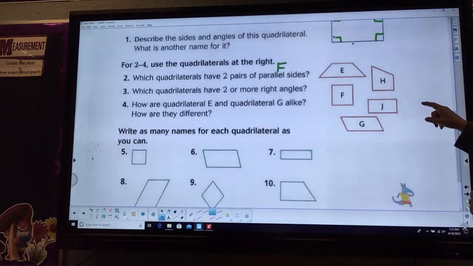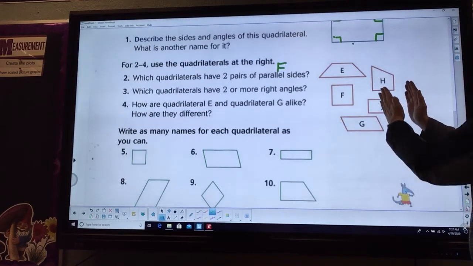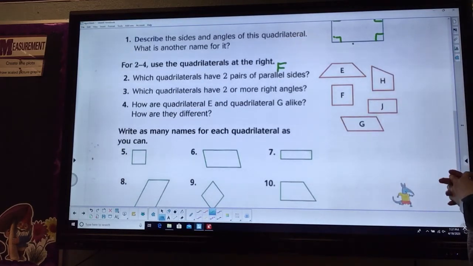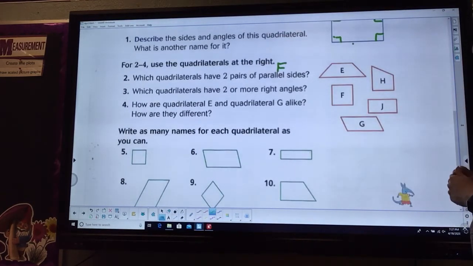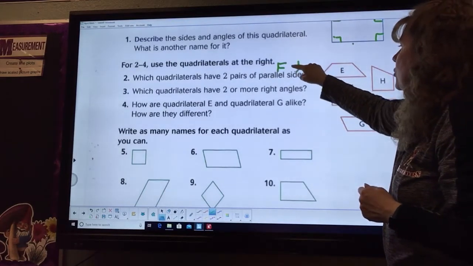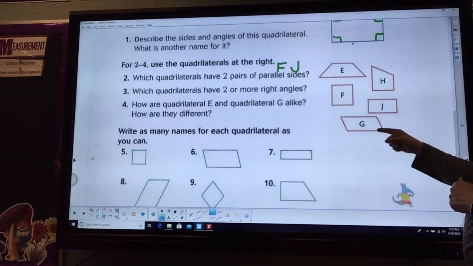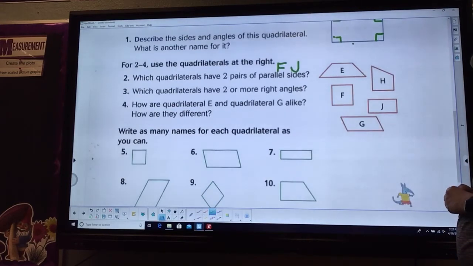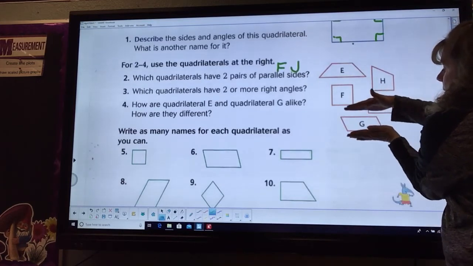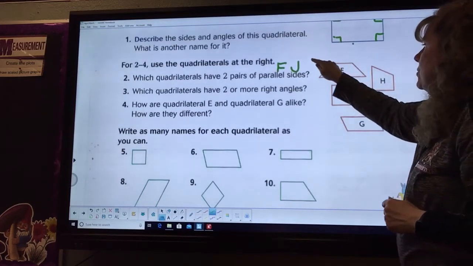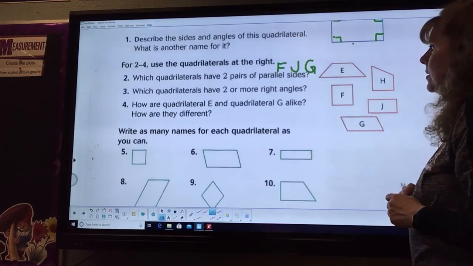Okay. How about H? I see my 1 set of parallel lines, but I don't see 2, so I don't want to choose that one. Let's take a look at J. I see 1 set of parallel lines this way and 1 set of parallel lines that way. So I know I also want J. And finally, figure G. I see I have 1 set that goes this way and 1 set that goes this way. So it also has 2 sets, doesn't it? So we're going to put the G there.